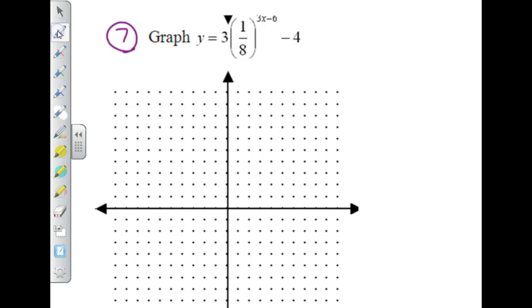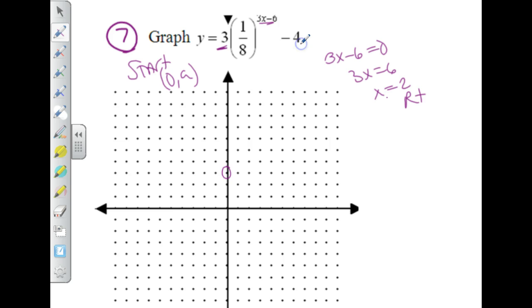Oh, this is interesting. When does 3x minus 6 equal 0? Because I'm setting that equal to 0. So 3x minus 6 equals 0 when x equals 2, and that means go 2 to the right. So my start value is at open dot (0, 3). You always start at 0, a. That's a start value. So I'm going to move that open dot 2 units to the right and 4 units down. 1, 2, 3, 4.